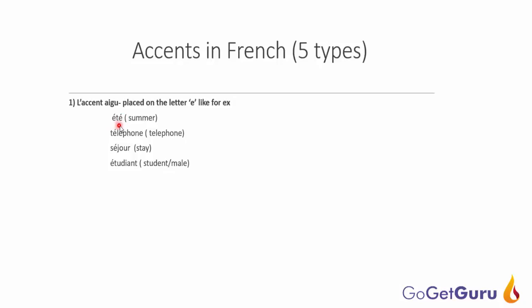So été. So it's pronounced like été. Stress that E accent aigu a little more like A. Stress it very much. Like the second one is telephone in French. How do you say this? So it's téléphone.